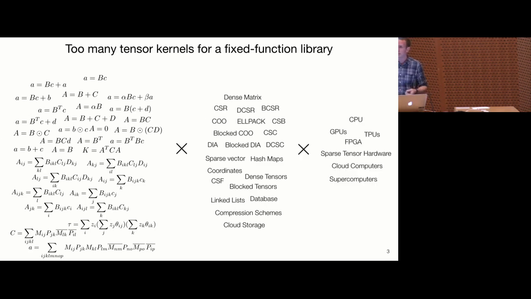So you can do it on CPUs, GPUs, maybe you want to compute it on a supercomputer or some sparse tensor hardware. And you can hand optimize and do a really good job of any of these expressions, but you have no chance of doing all of them. There's way too many, and these are just a few of them. And there's a Cartesian combination between these different classes.